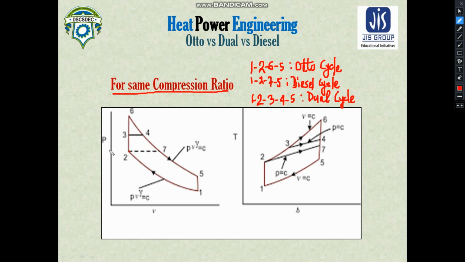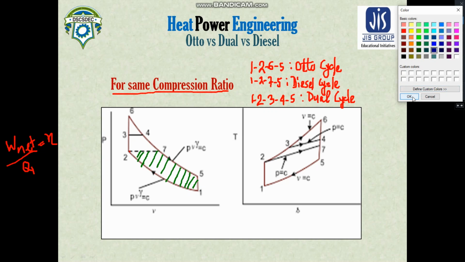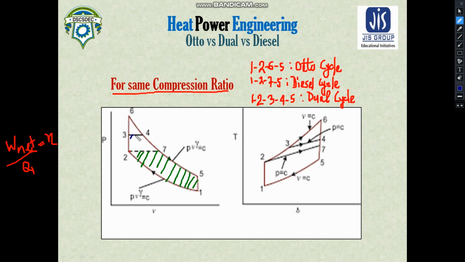Now if you remember the concept of efficiency, it is nothing but W net by heat input. It is W net by Q1 that is equal to the efficiency. So what is this W net? W net represents the area. If you consider this area, this is the area for the diesel cycle.